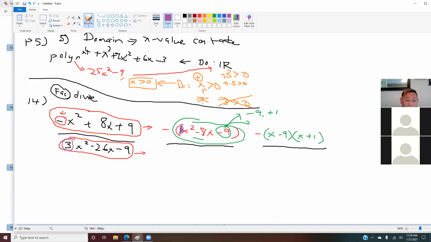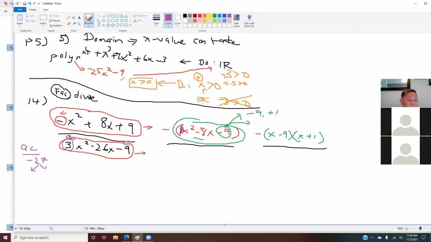You did it in P4. This is what we call an AC method. So you have to use an AC method in this case. What is an AC method? A is the first number, the leading coefficient. C is the constant term. So AC means you multiply A times C. So A times C is 3 times negative 9. 3 times negative 9 is negative 27.